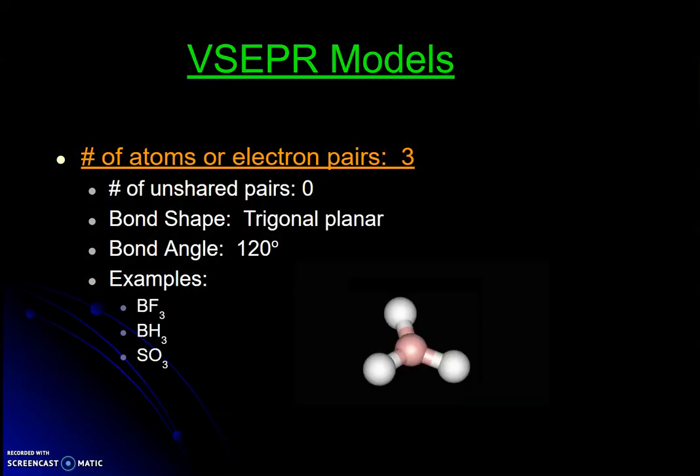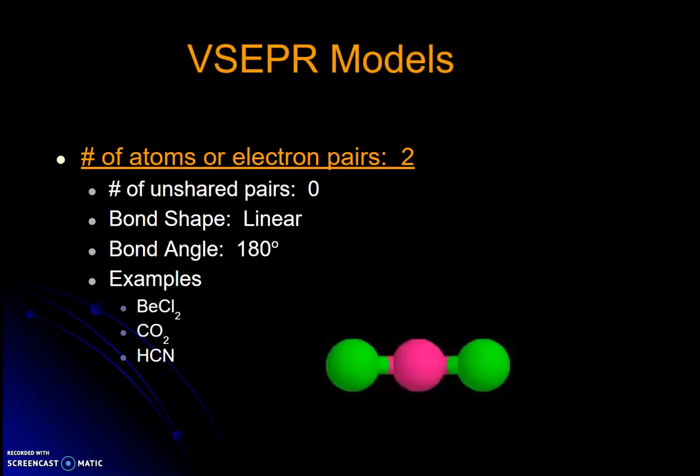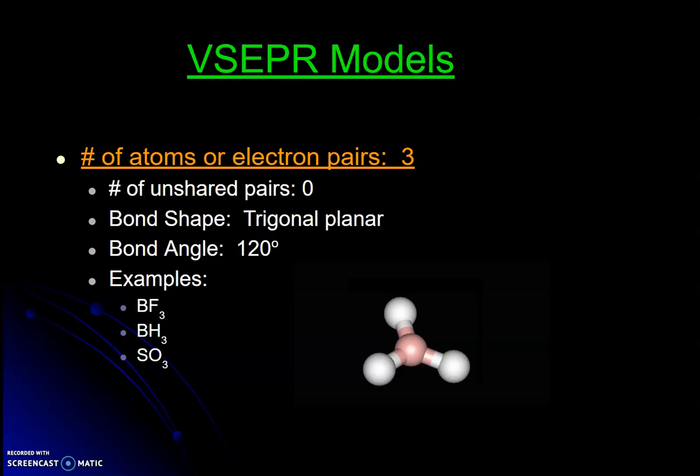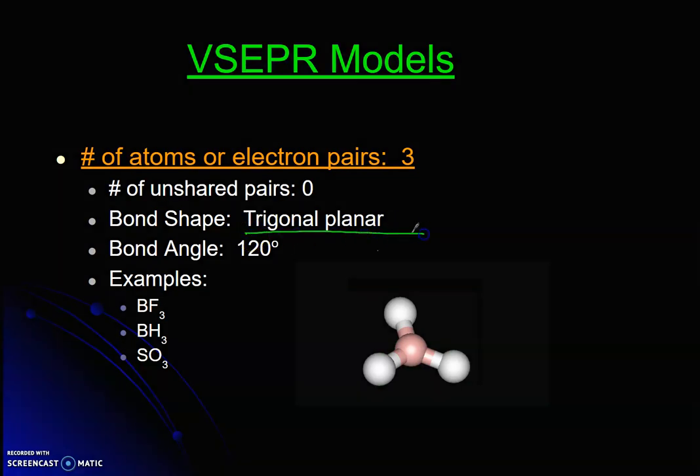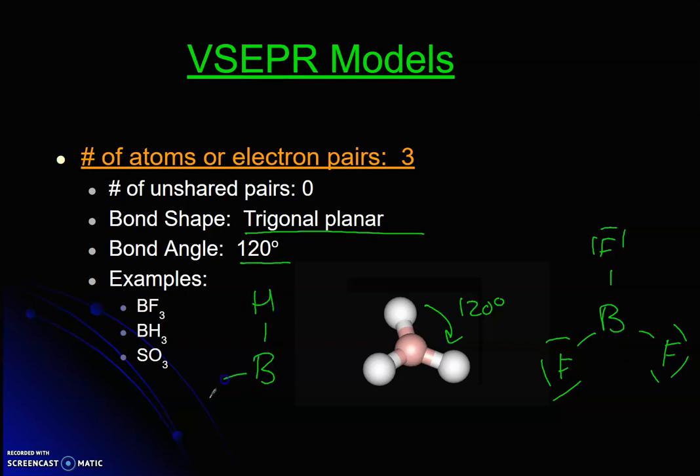Okay, 3 things around the central atom is going to be a trigonal planar, and that is going to have a bond angle of 120 degrees between it. Okay, so BF3, you have boron trifluoride. You have 3 things around it. Since this one doesn't have any lone pairs, you're going to see that it's going to puff out like that. Boron trihydride, same thing.